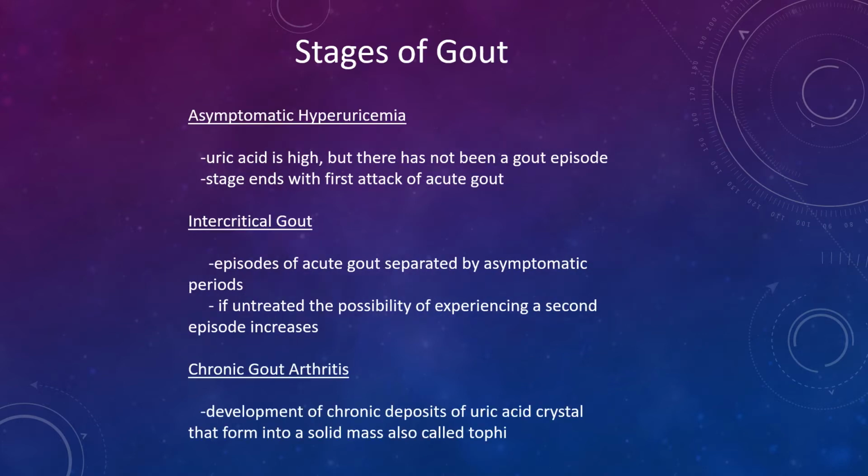Now, there are 3 stages of gout. The first is asymptomatic hyperuricemia, where the uric acid is high, but there's not been a gout episode. The second is intercritical gout, where there are episodes of acute gout separated by asymptomatic periods, which, left untreated, increases the possibility of having a second episode. And finally, there's chronic gout, where you have chronic deposits of uric acid crystals that form into a solid mass called a tophus, which I'll go into in a minute.